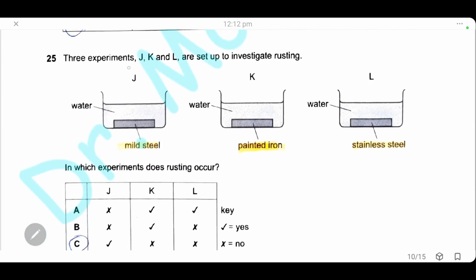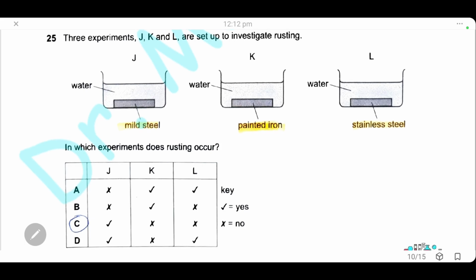Question 25. Three experiments, J, K, and L, are set up investigating rusting. Here we have mild steel in water. In experiment K, we have painted iron in water, and in experiment L, we have stainless steel in water. In which experiment does the rust occur? Of course, it will be in the first experiment, which is experiment J, where the mild steel is not covered or painted or protected, so it will rust when we put it in water. The answer is C. The rust will happen in experiment J.